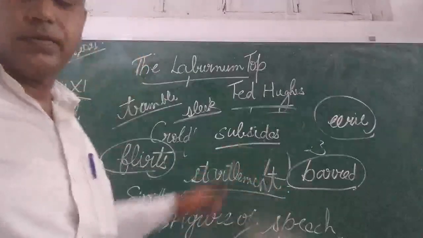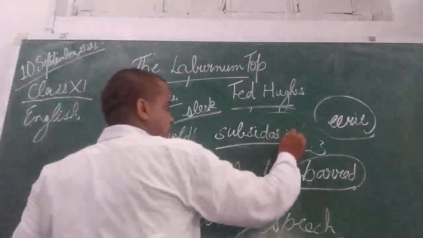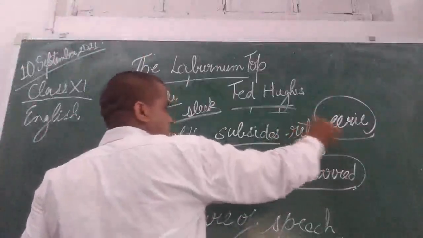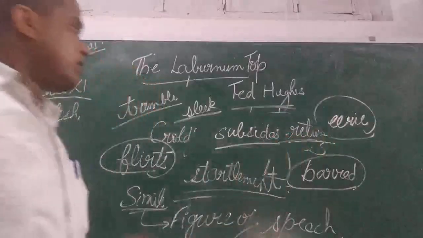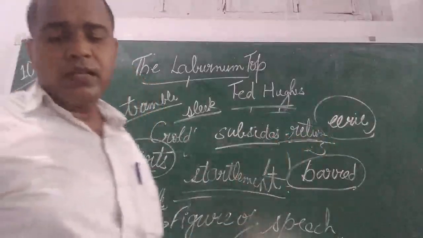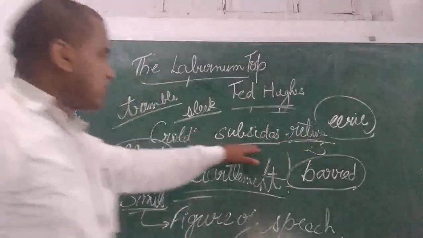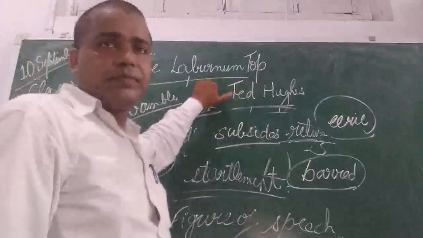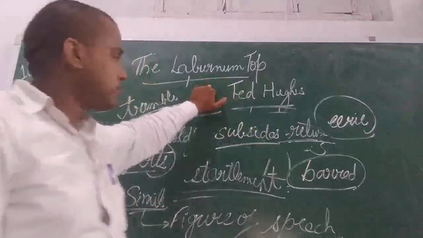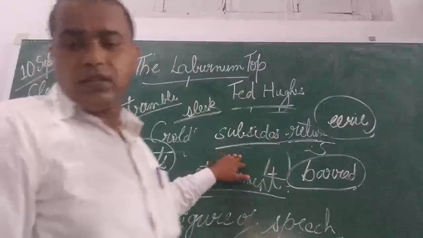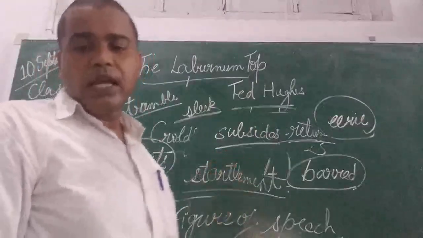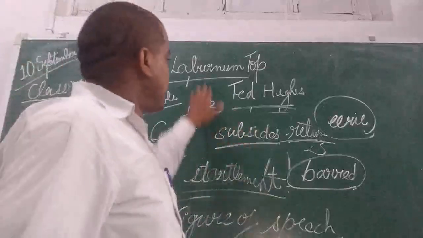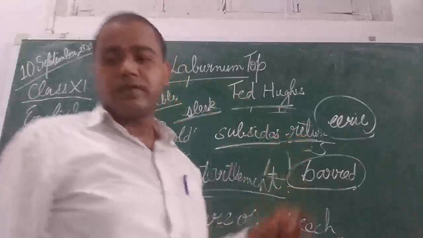S-U-B-S-I-D-E. Subsides means return. And the laburnum subsides, and the laburnum means a short tree. Then the short tree returns to its empty state. The laburnum tree comes back to its empty state.